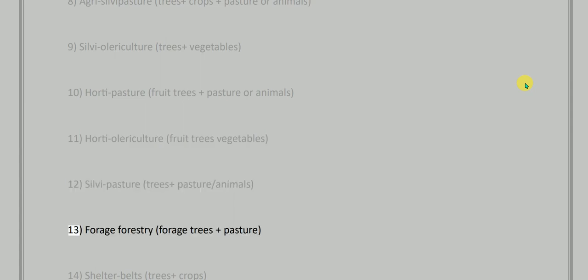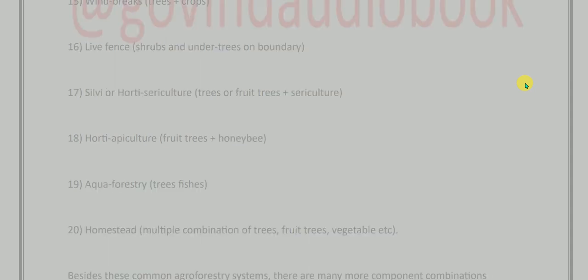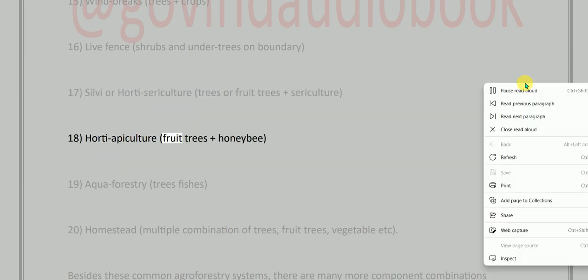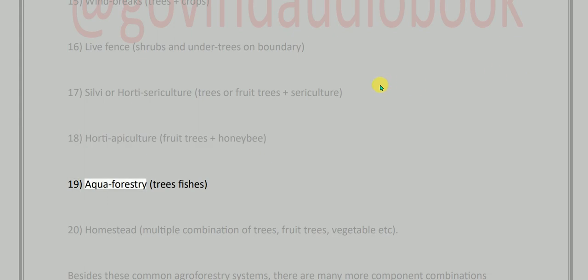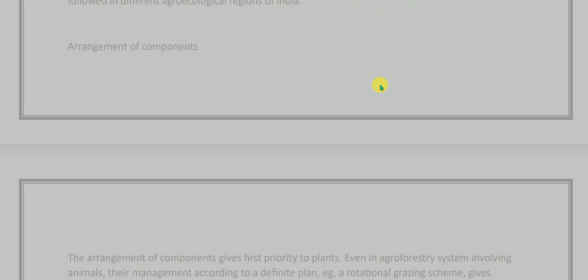13. Forage forestry, forage trees plus pasture. 14. Shelter belts, trees plus crops. 15. Windbreaks, trees plus crops. 16. Live fence, shrubs and trees on boundary. 17. Silvi or horti-sericulture, trees or fruit trees plus sericulture. 18. Horti-apiculture, fruit trees plus honeybee. 19. Aquaforestry, trees plus fishes. 20. Homestead, multiple combination of trees, fruit trees, vegetables etc. Besides these common agroforestry systems, there are many more component combinations followed in different agroecological regions of India.